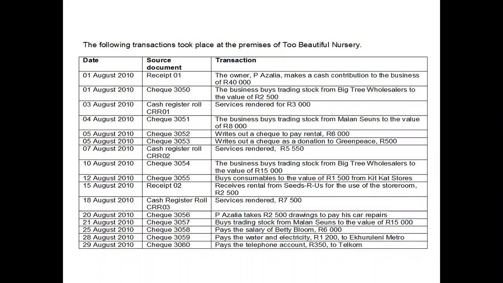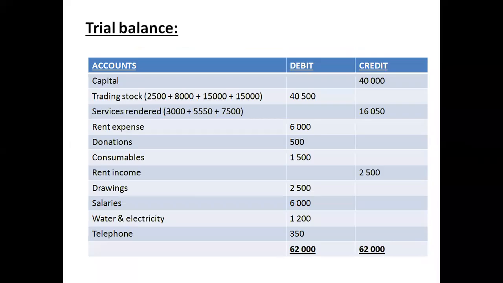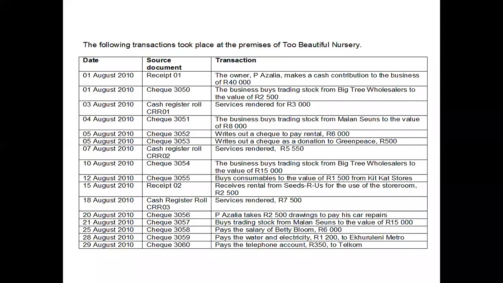I'm quickly going to give you a peek. So quickly, watch. There you got it. Capital, credit side, 40,000 Rand. Right. Now you are all on your own. So now you do the rest.